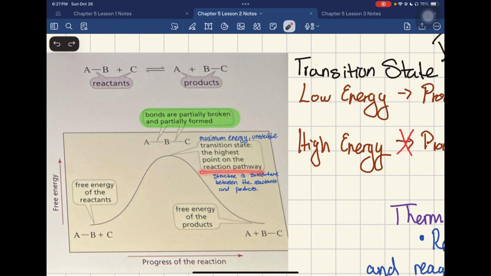on the reaction pathway. It is the maximum energy, and it is very unstable. Right here, all the bonds are partially broken and partially formed. And if you think about it, when you have partials, they're not going to be very stable, right? They're going to be unstable. So the structure is somewhere between the reactants and products of a transition state.